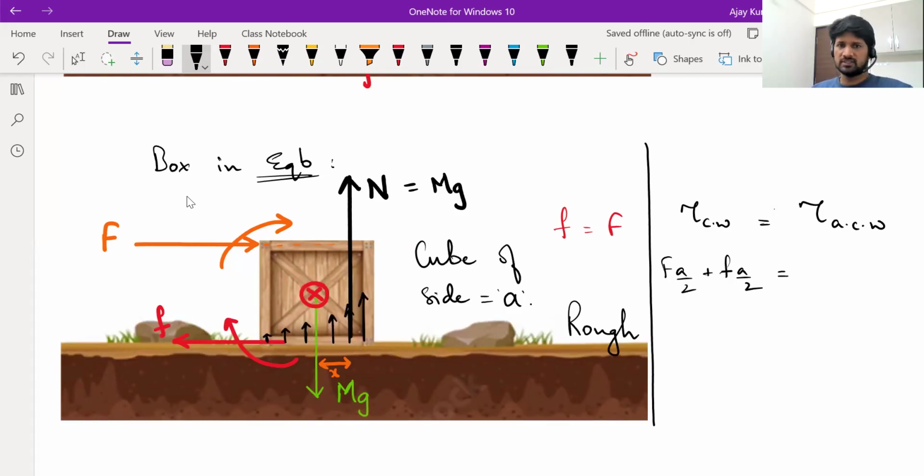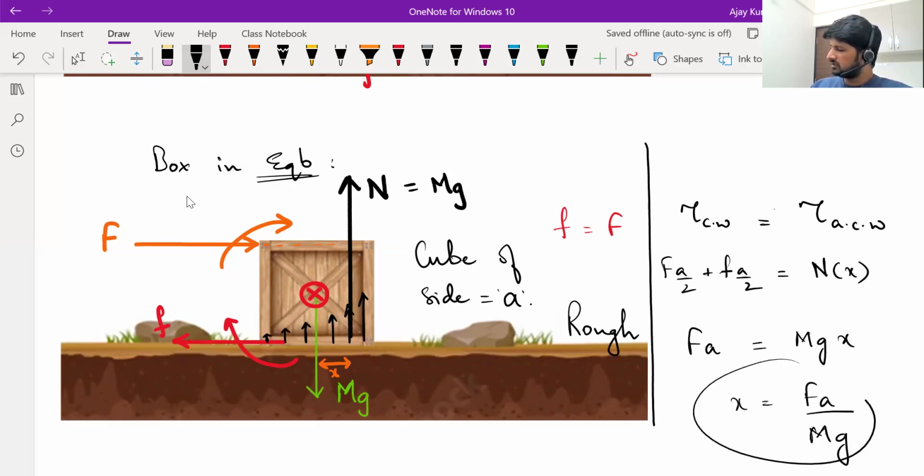mg's line of action passes through the center. It cannot produce a torque. Normal force's line of action has shifted by a distance x. Therefore, torque produced by normal force will be normal force multiplied with x. Now we'll substitute small f is same as capital F and normal force is same as mg. Then left hand side becomes capital F a by 2 times 2. That's simply Fa. Right hand side becomes normal force is mg, mgx. Therefore, x is equal to Fa by mg. So you can even tell by what distance the line of action of normal force has shifted. Hope this is clear to all of you.